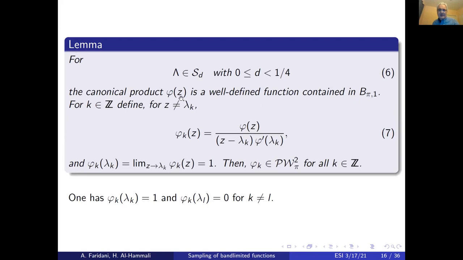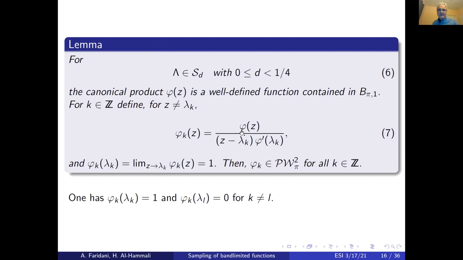Now to get to our interpolation formula: the sampling theorem is really a form of Lagrange interpolation. And for Lagrange interpolation, you need a class of functions that equals one at one of your sampling points and zero at all of the others. These are what we denote by phi sub k of z. They are constructed by taking our canonical product phi of z and dividing it by z minus lambda k times phi prime of lambda k.